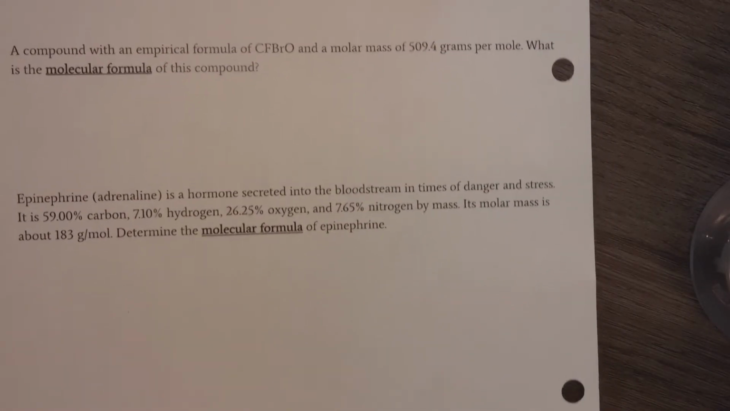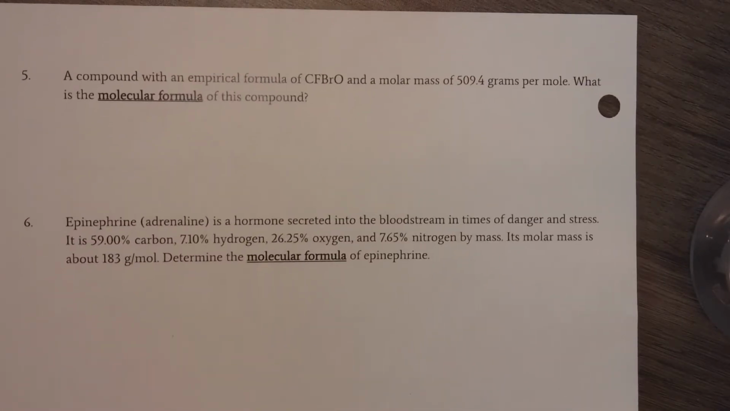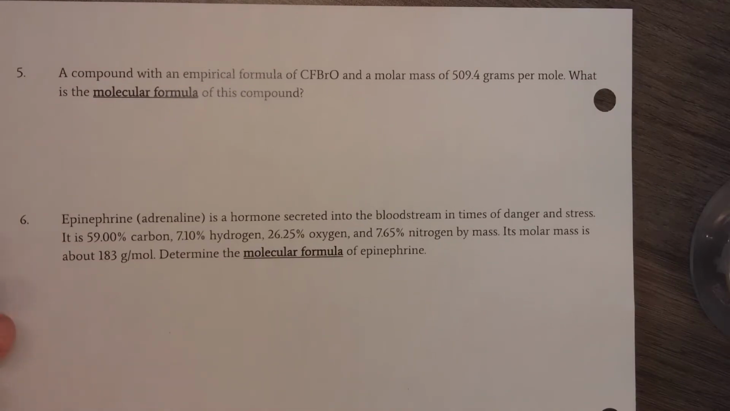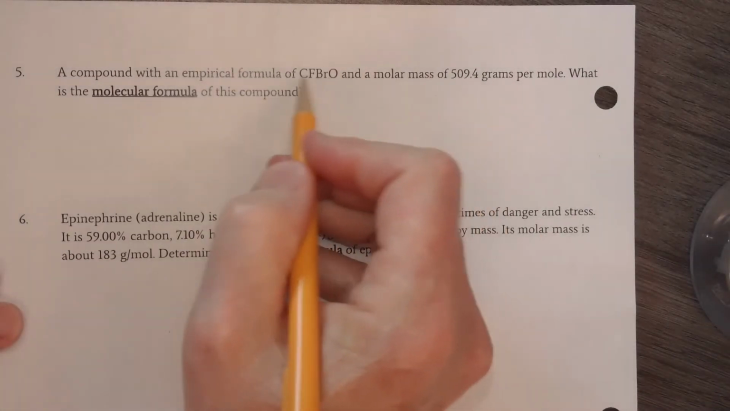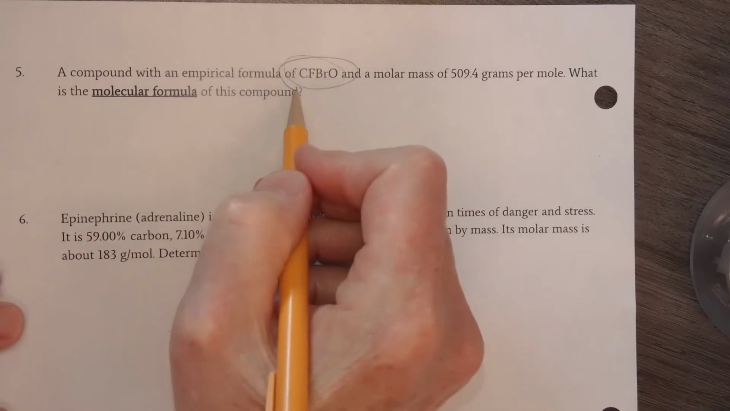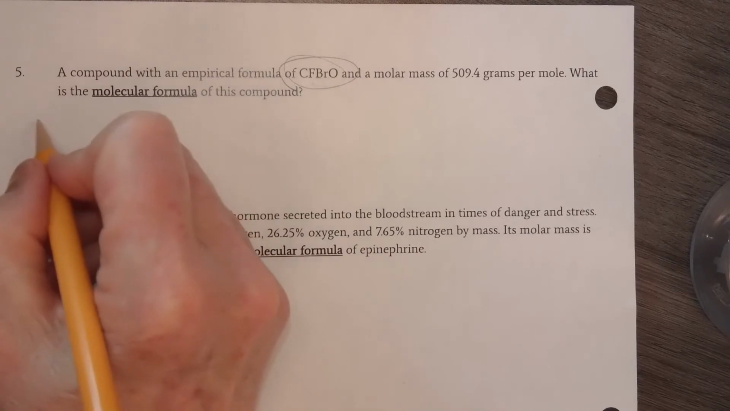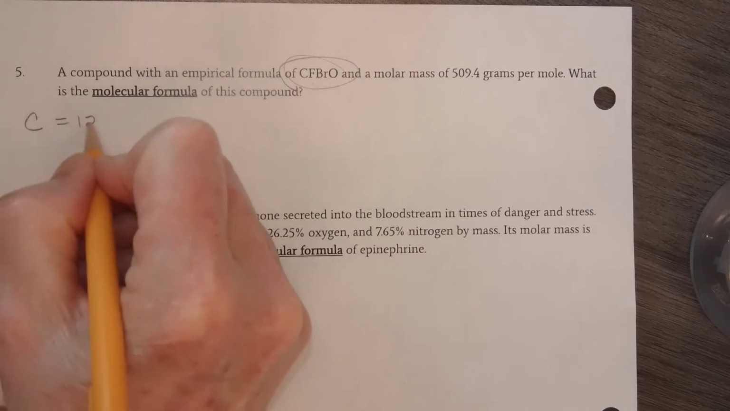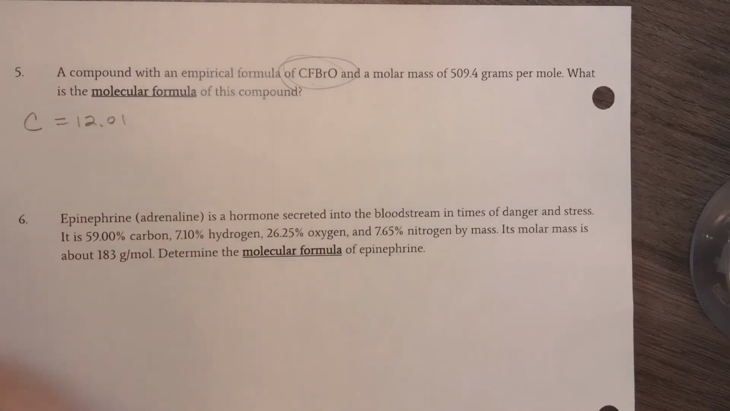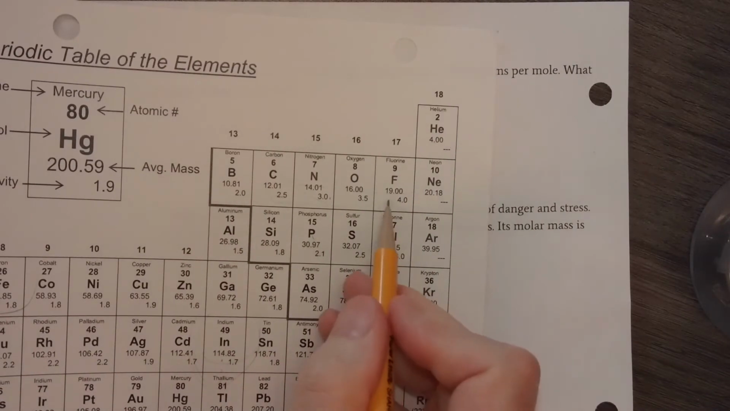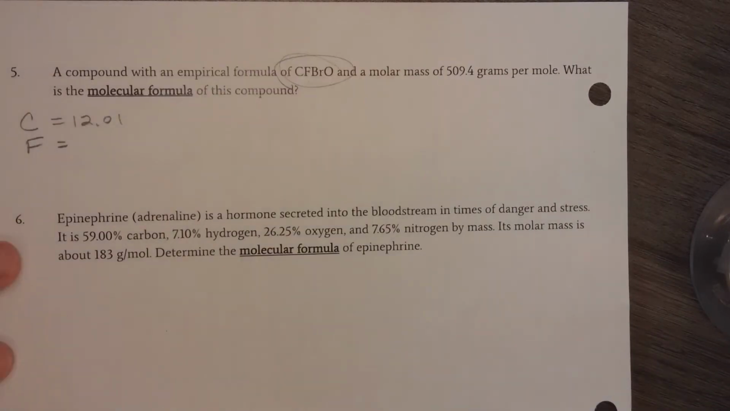The next problem was, if you have the empirical formula and you know the molar mass, what's the molecular formula? So the first thing you have to do is find the molar mass of the empirical formula. Well, carbon is 12.01. Fluorine is 19.00.